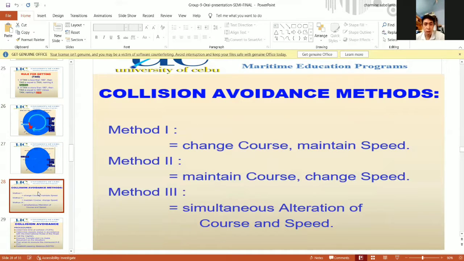So we have here collision avoidance methods. Method 1 is equals to change course, maintain speed. While method 2 is equals to maintain course and change speed. Method 3 is equals to simultaneous alteration of course and speed.